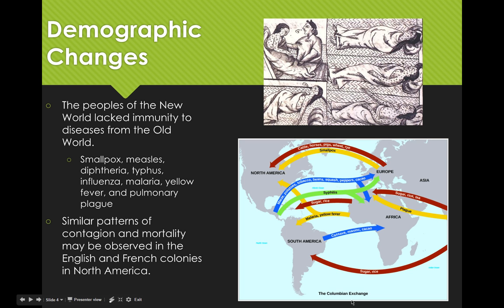So as you can see, another map of the Columbian Exchange, as well as the various sicknesses that are coming and going.